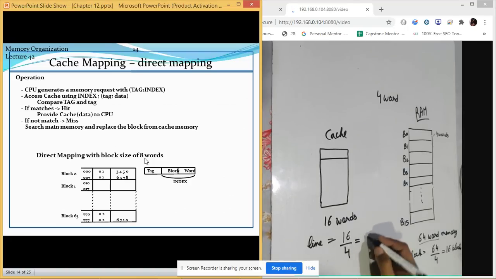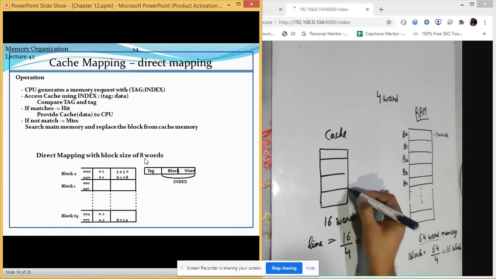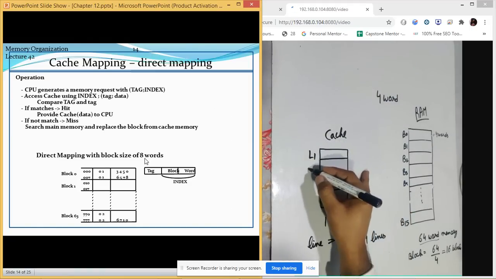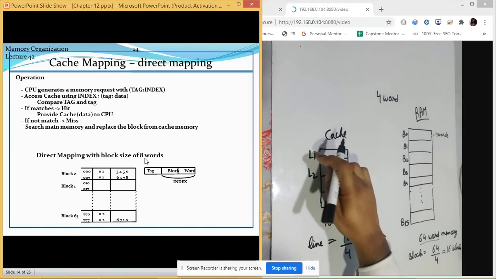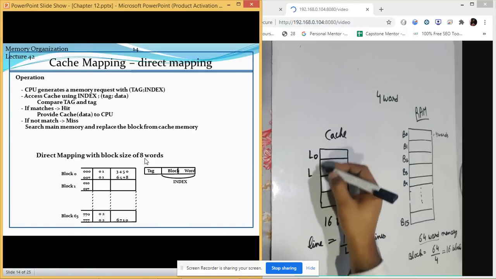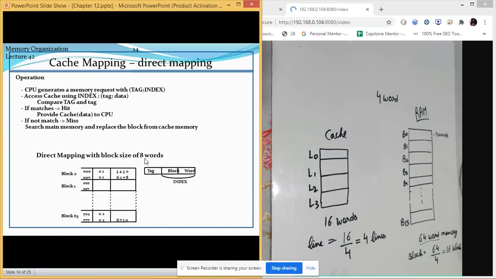So it is 4 lines. Now if there are 4 lines, we are going to write it like this. This is line 1, line 2, or you can start from 0. It is up to you how you want to name it. Line 0, line 1, line 2, line 3. Total there are 4 lines.